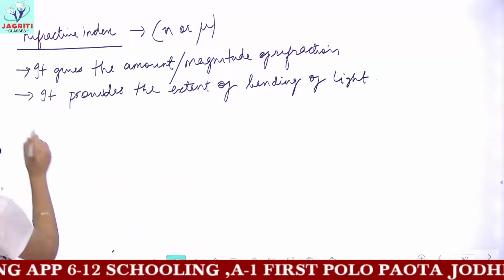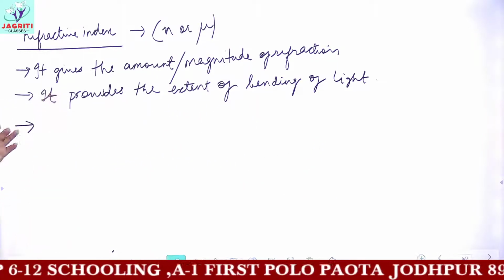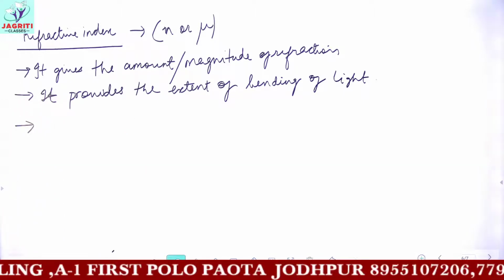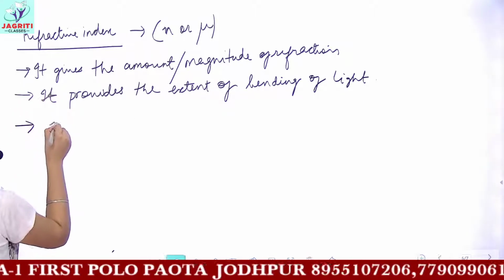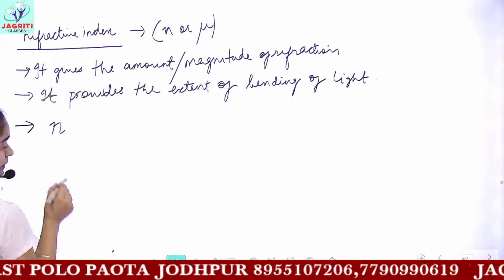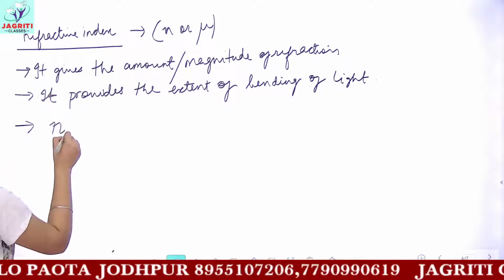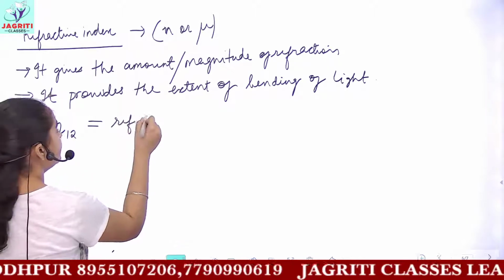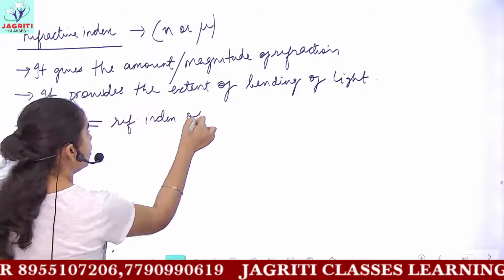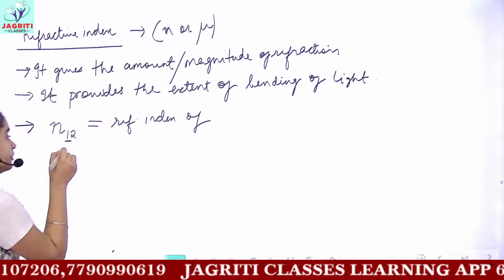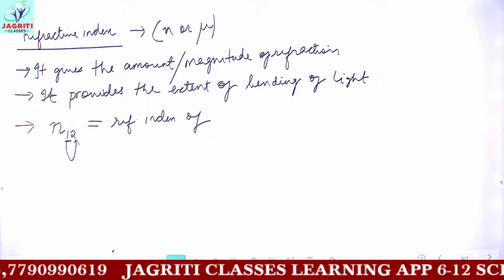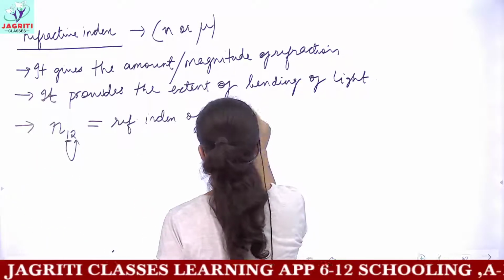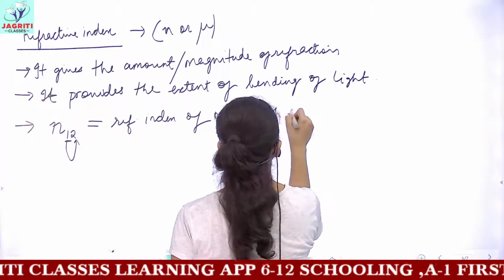Now, the next point which we can write here is that it gives the amount or magnitude it provides. Now there are certain formulas for refractive index. So refractive index is always taken as a relative quantity. That is, if I write N12, then this would give me the refractive index of my first medium with respect to the second one.